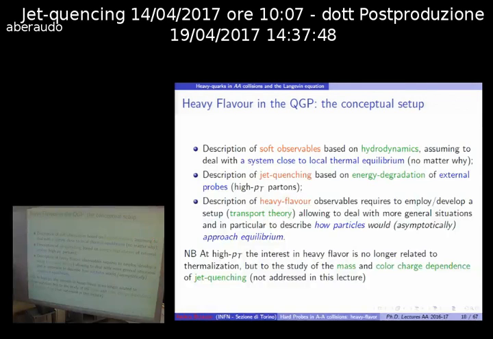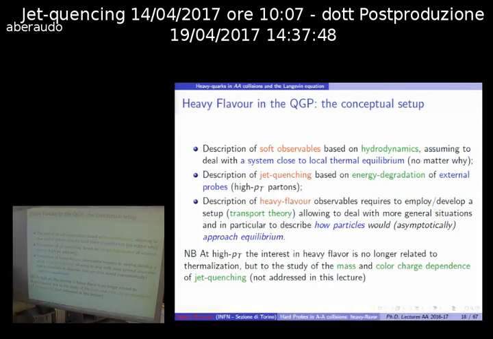Clearly, modeling how it reached such a state is a challenge, but you can also take it as a working assumption, okay? Then the description of jet quenching, which we also studied in these lectures, is based on a picture of energy degradation of external probes like high-pT partons, which propagate in the medium. The description of heavy flavor observables is something peculiar, somehow in between, because it requires developing a setup given by transport calculations, allowing one to deal with a more general situation in which, in particular, to describe how particles asymptotically would approach thermal equilibrium, okay?